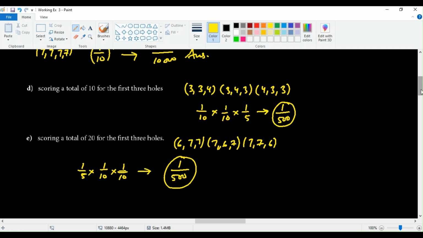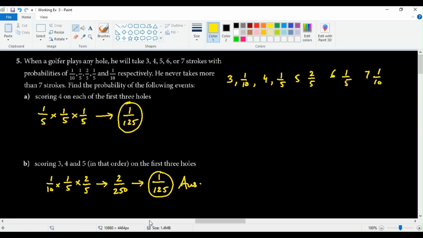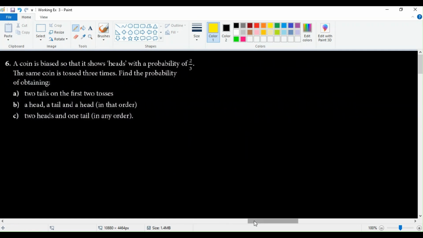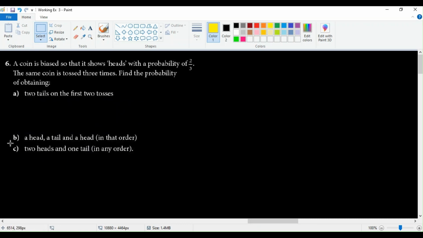Now comes question number 6. And in question number 6, it says a coin is biased so that it shows heads with the probability of 2 over 3. The same coin is tossed 3 times. Find the probability of obtaining 2 tails on the first 2 tosses. Let's see. I'll make a little space for this question.